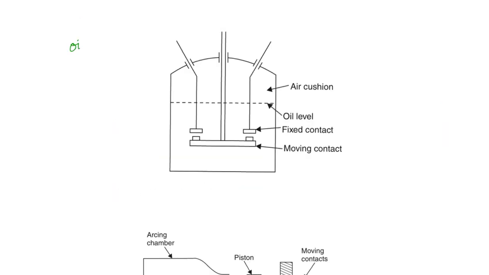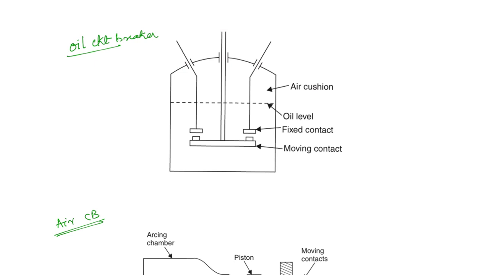Here we have an example of an oil circuit breaker. This is an oil circuit breaker, and here we have an air circuit breaker. So here you can see there is a fixed contact and the moving contact, and both of these contacts are present in the oil. Now whenever the relay gives a trip command, you can see that this moving contact has a piston like this, right? When the trip command is received, this moving contact will move away from the fixed contact, and when it is moving away, an arc is formed between these two contacts.